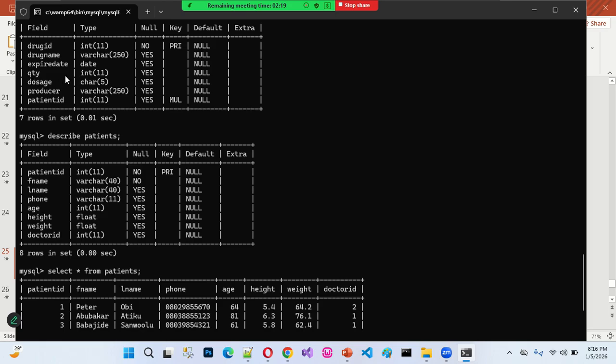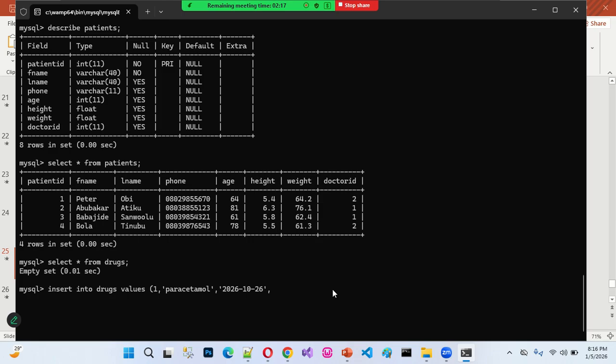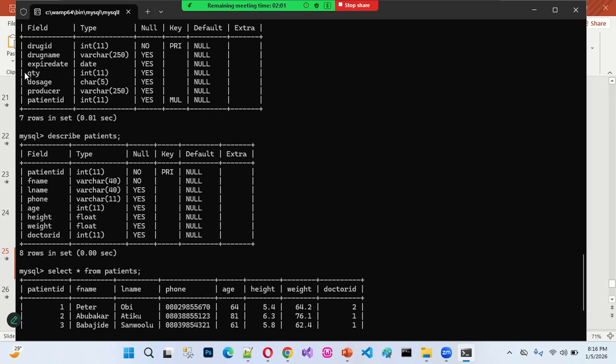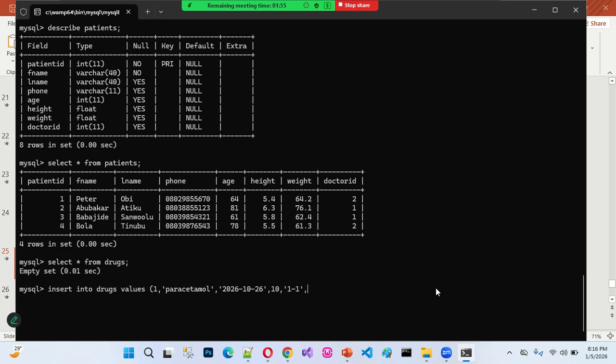Quantity and dosage. Okay. I put the quantity, like how many of the paracetamol now? Maybe I say 10. The dosage will be in quotation. I say 1-1. That means one morning, one night. Okay. The next one after the dosage is the manufacturer, the company that produces that drug, and the patient given the drug to. I say Emzor Limited. That's the company that produces this. And lastly, which patient am I giving the paracetamol to? I say 7 now. And I end this.